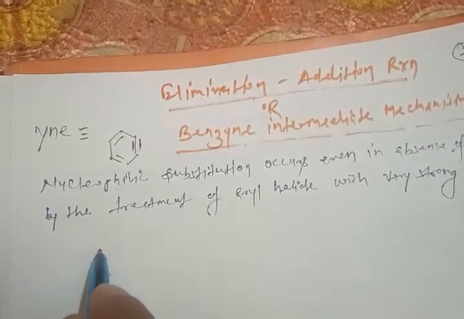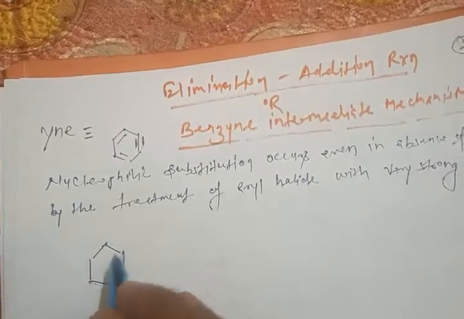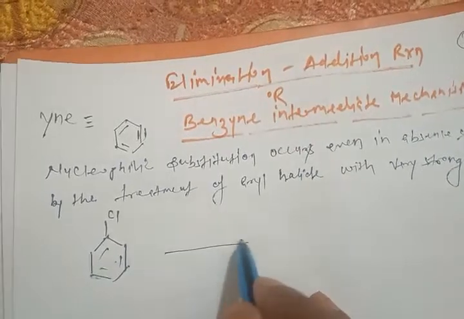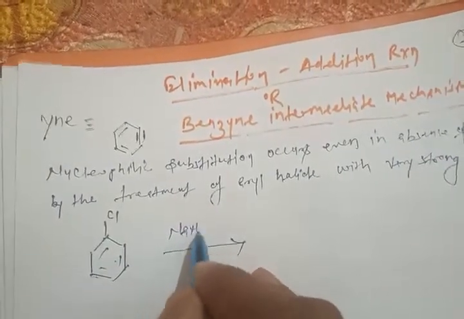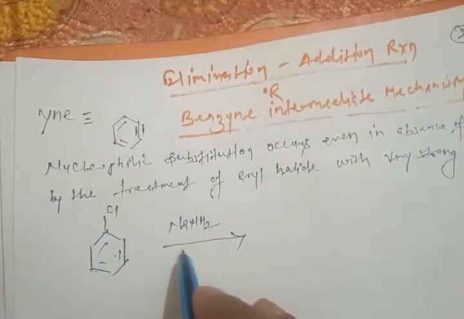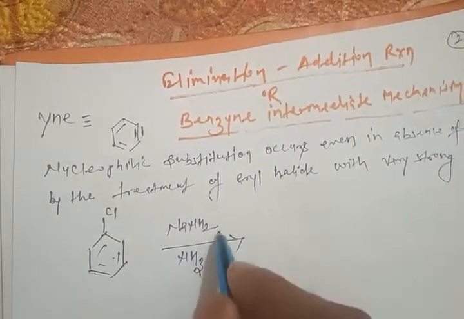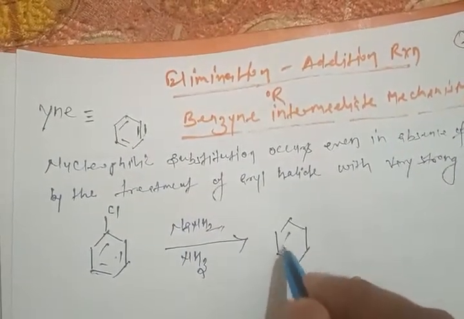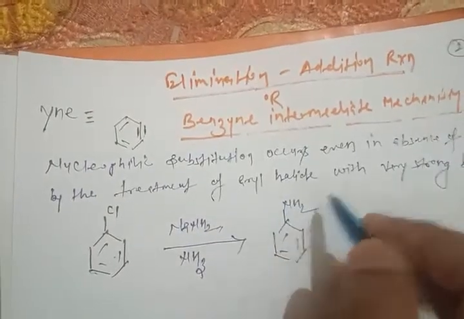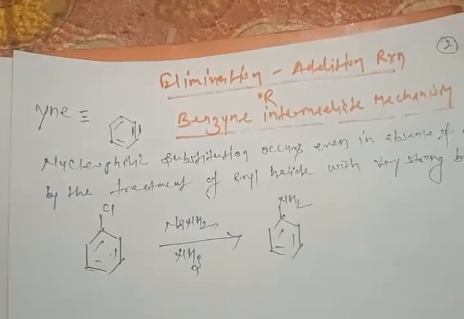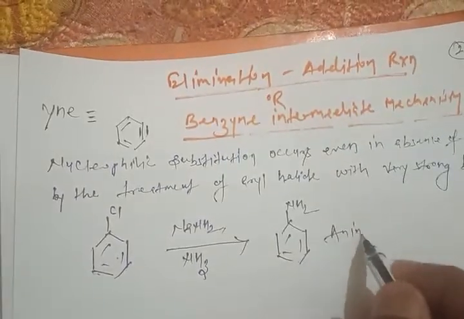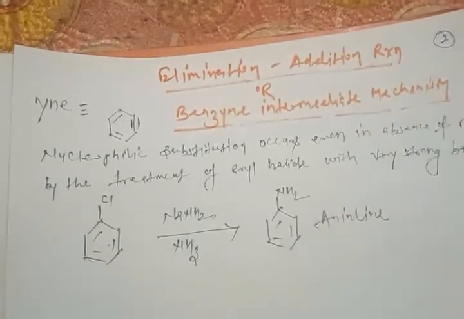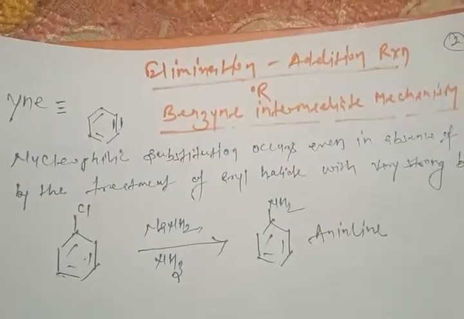So let's go for the reaction. This is a chlorobenzene, and with a strong base, NaNH2, sodium amide, which is a strong base, in presence of liquid ammonia NH3, NH2 in presence of NH3 will give you an aniline. Okay, this is aniline. There is no electron withdrawing group, but still the reaction is possible. This is a type of elimination addition reaction.